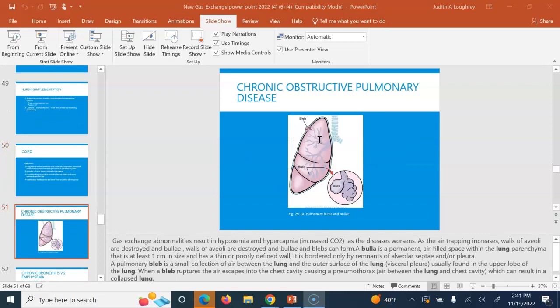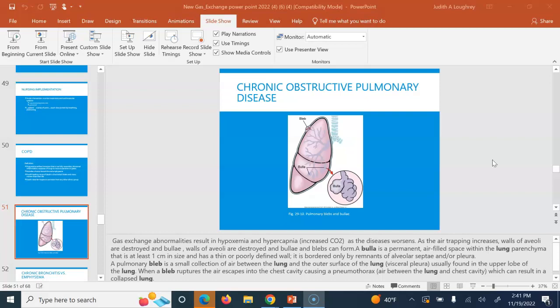And here is a picture of what the lung looks like. In COPD there is air trapping, and as air trapping increases, the walls of the alveoli are destroyed, and bullae or blebs can form. A bulla is a permanent air-filled space within the lung parenchyma that is at least 1 centimeter in size and has a thin or poorly defined wall. It is bordered only by remnants of the alveolar septae and/or pleura.